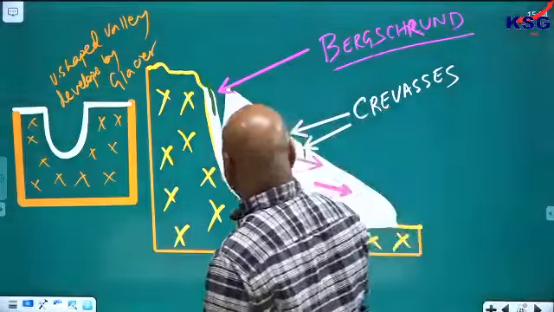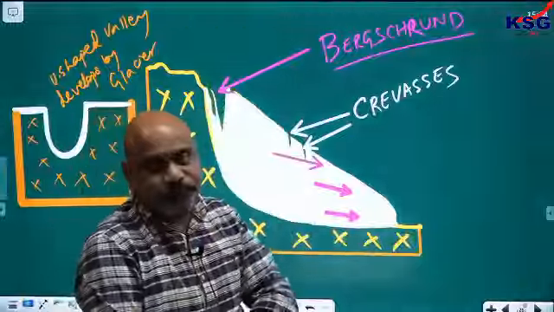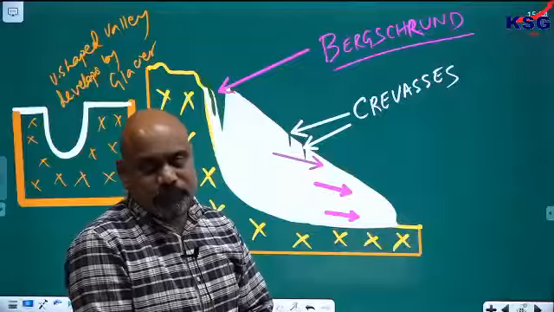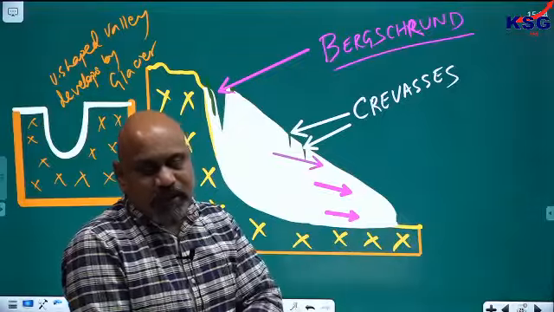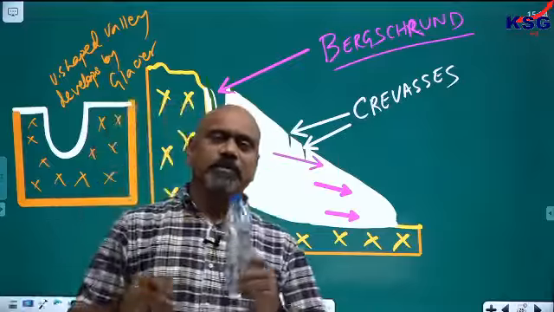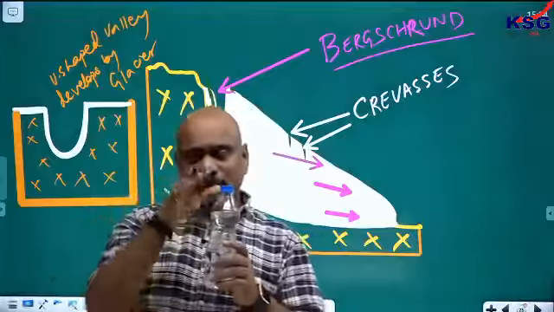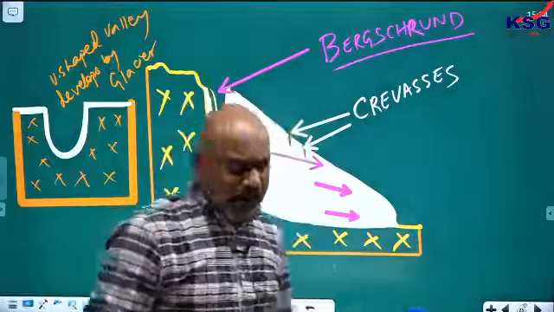Now remember a case: a glacier is moving away from a region. Let us say here is a mountain. The glacier is moving in this way, in this way, in this way. So what happened here? Between two glaciers you will get a sharp edged area. This is known as arete.